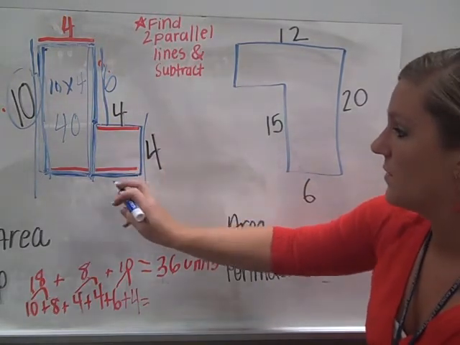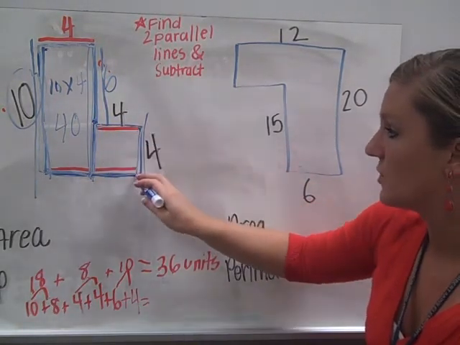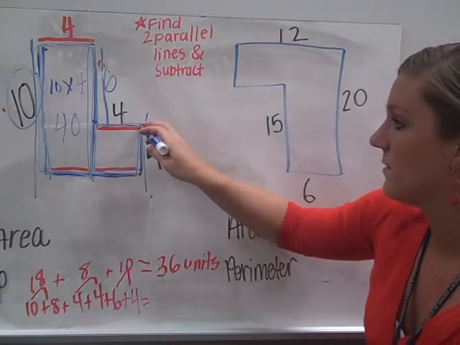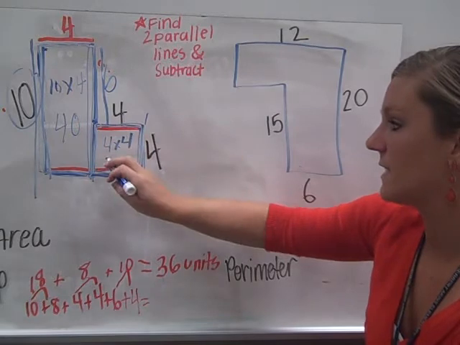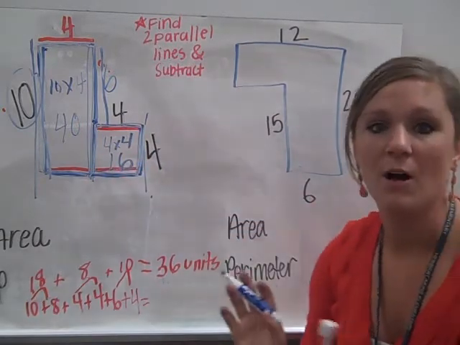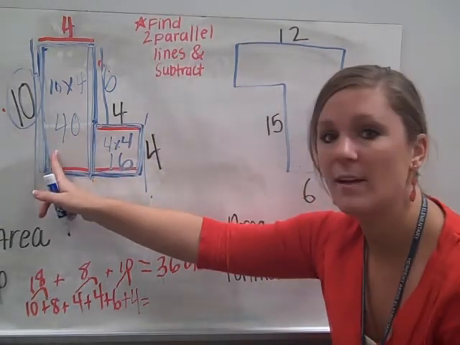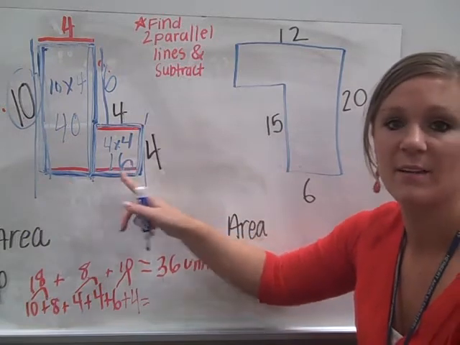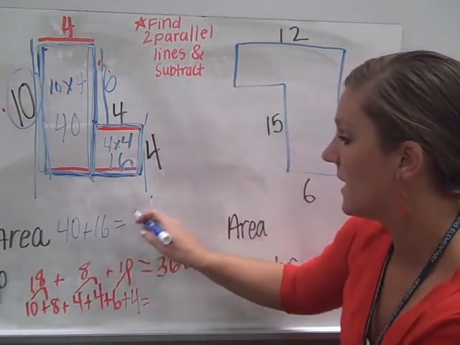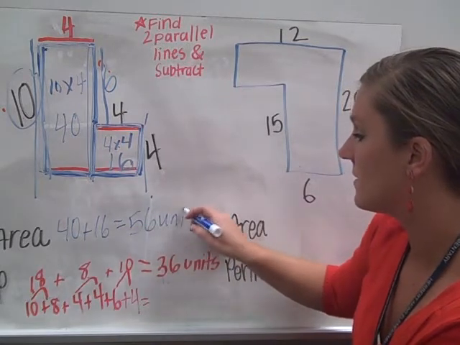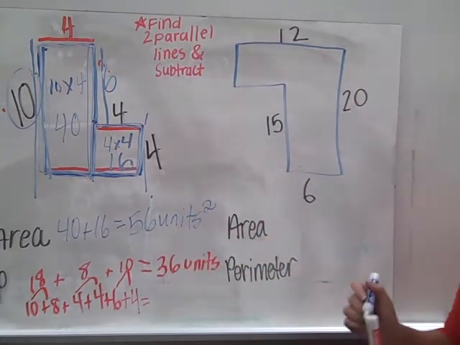For this one, notice that it's a square. 4 and 4. So 4 times 4 is 16. Now, all I have to do is add up this area plus this area, and I'm all finished. So 40 plus 16 equals 56 units squared.